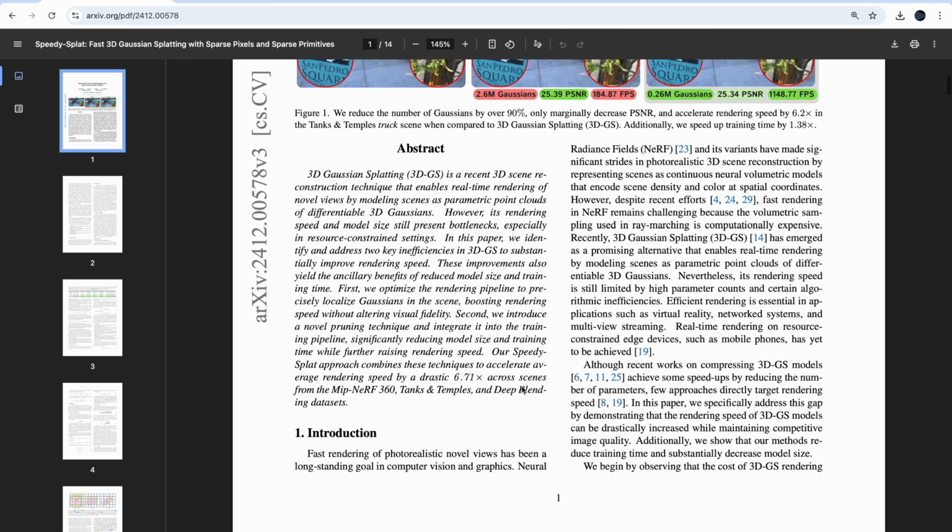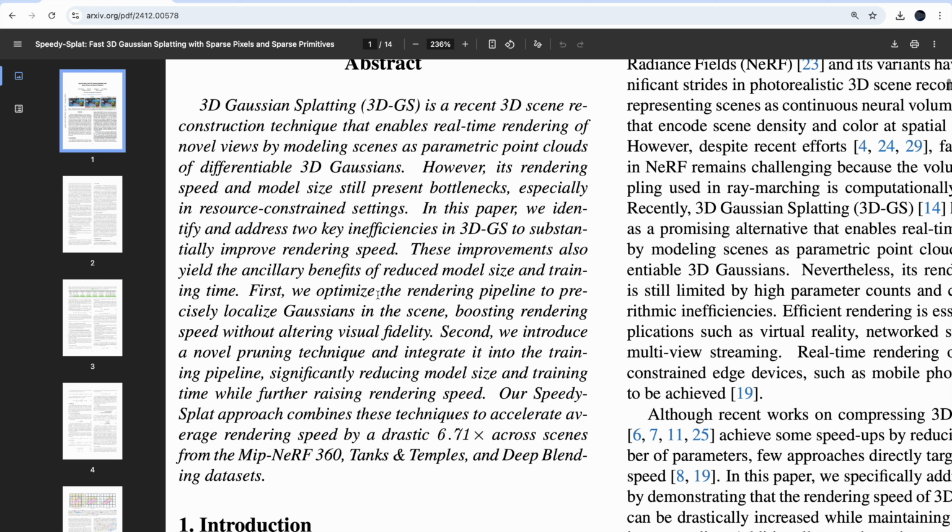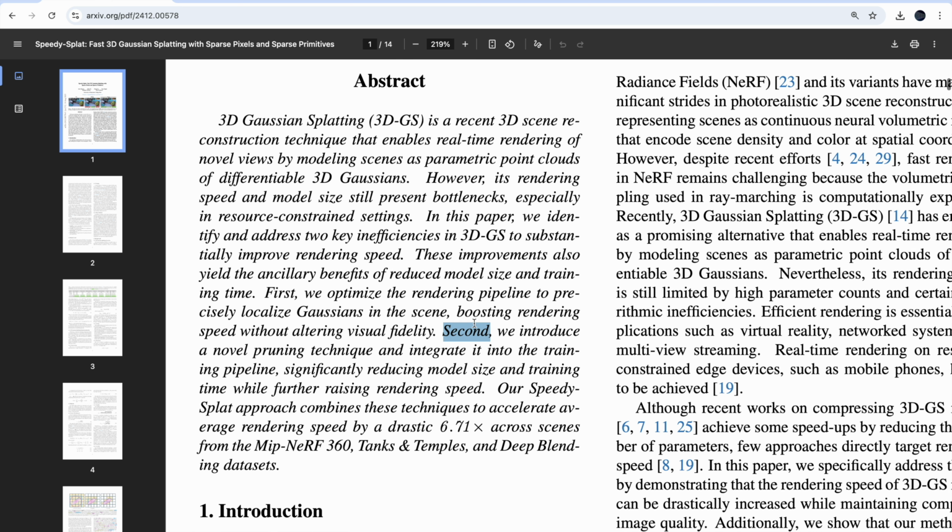Okay, so basically they have two main contributions. The first one is that they optimize the rendering pipeline. We're going to discuss that in a bit, but basically there were some flaws in the initial 3D Gaussian splatting formulation, and they correct that, which makes the rendering pipeline much faster. And secondly, they introduce a novel pruning technique so that you need much fewer Gaussians to get the same quality.